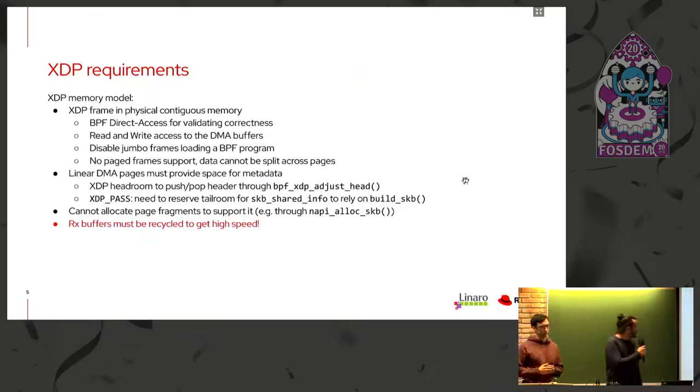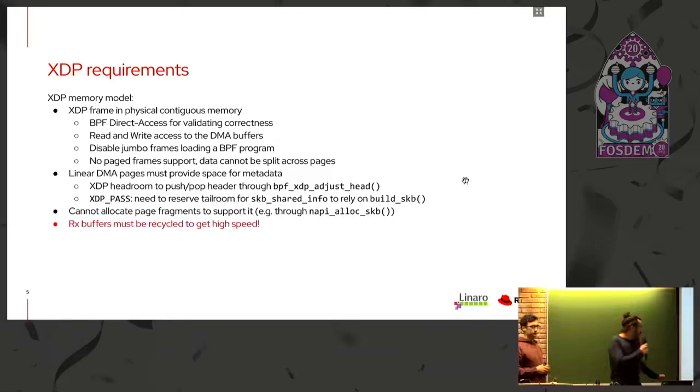Now, the reason we created the page pool API is that the memory model for the whole approach is a bit weird. We require packets to be in contiguous physical memory, and this is not a requirement from us. It comes from the BPF direct access for validating the packet and the correctness. So you can't have one packet split across multiple physical pages at the moment. So you're limited to non-jumbo frames, and we don't mean 1,000 or 5,000 byte packets. It's just anything below a page size can be accommodated in an XDP frame.